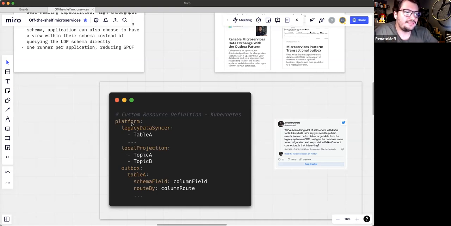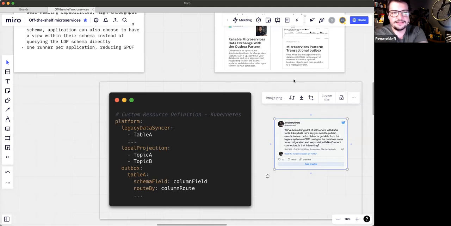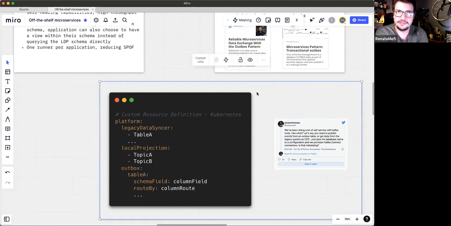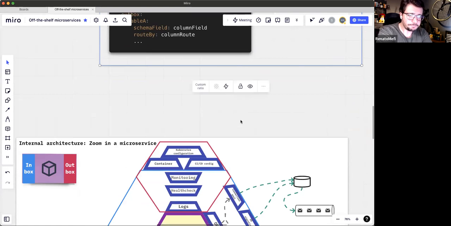Of course, Kubernetes is a very nice tool to do that, as it has native APIs for us to deal with custom resources like this. So it's food for thought. If you want to see some of the screenshots on how this works, I also linked a tweet that I made a couple of years back about this topic.